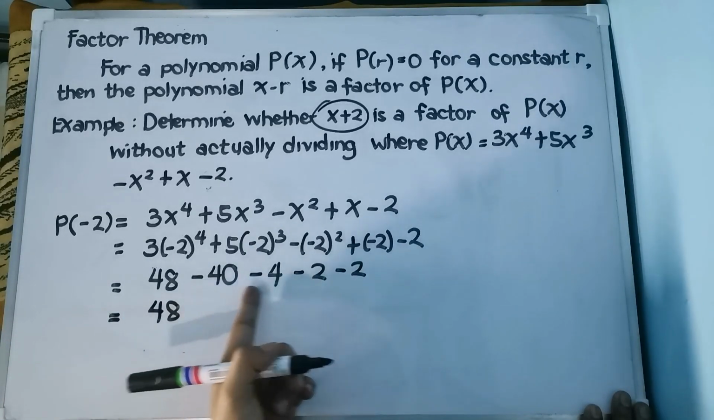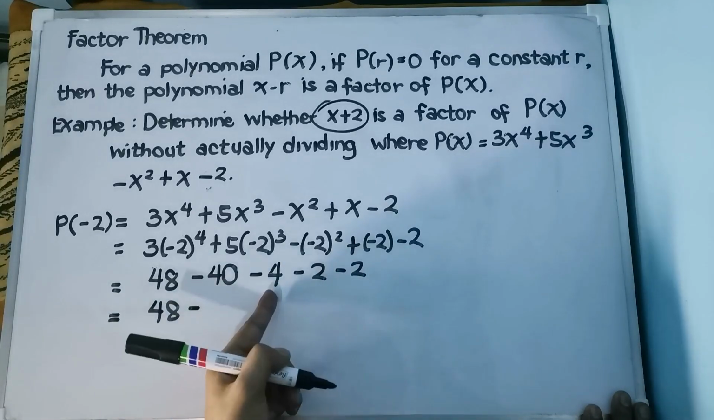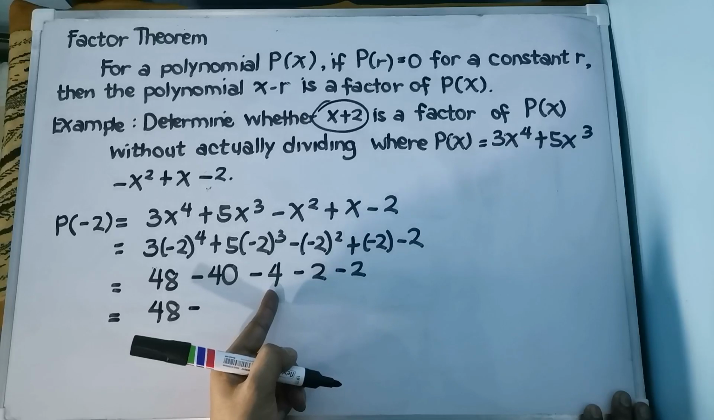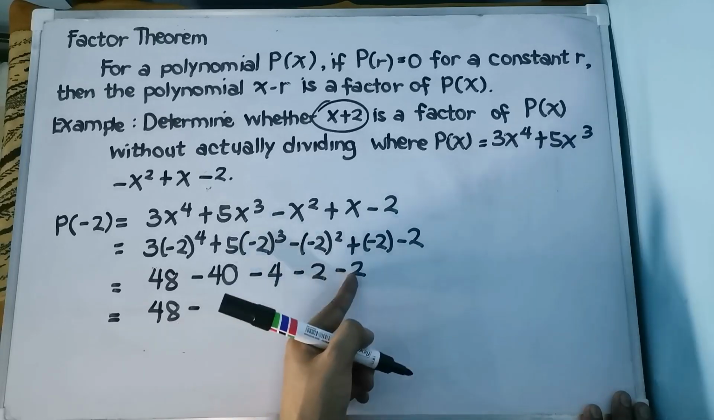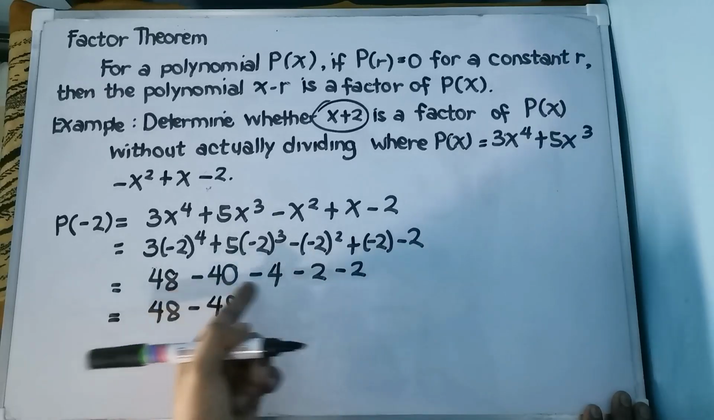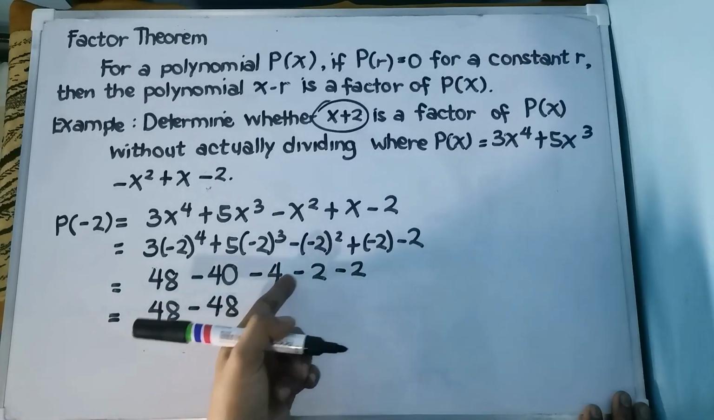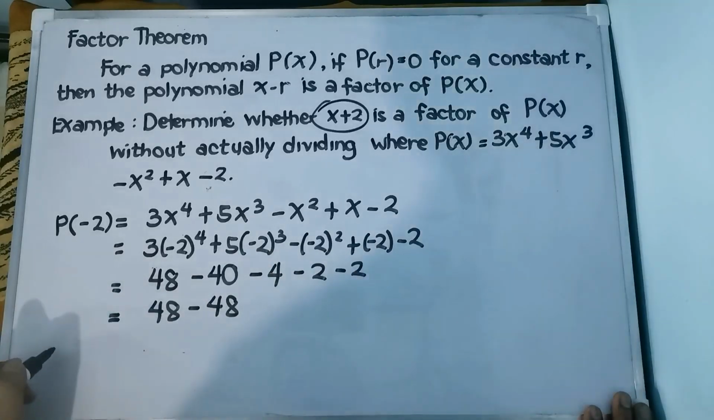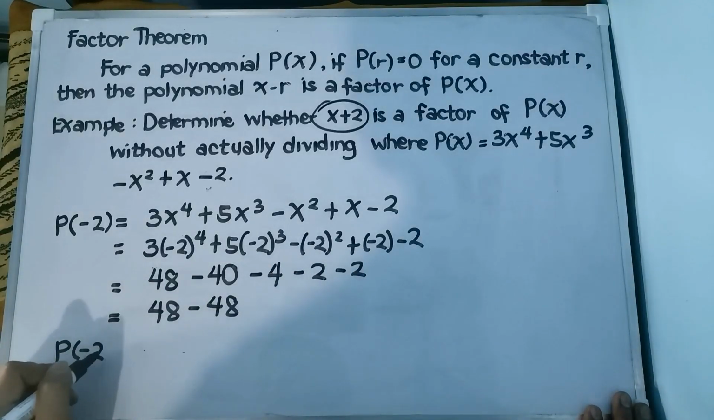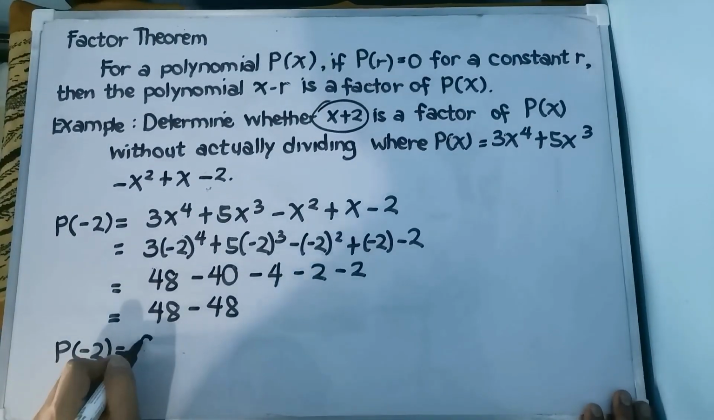Then, parehas magkakatulad ng negative. So, we just add and copy negative sign. So, 40 plus 4 is 44 plus 2, 46 plus 2 is 48. Again, magkakatulad ng sign. So, i-add lang natin, then copy yung negative. So, we have 40 plus 4 plus 2 plus 2 is 48. So, p of negative 2 equals to 48 minus 48, 0.